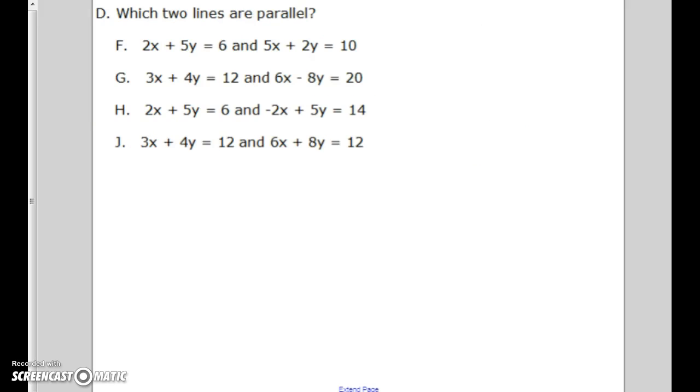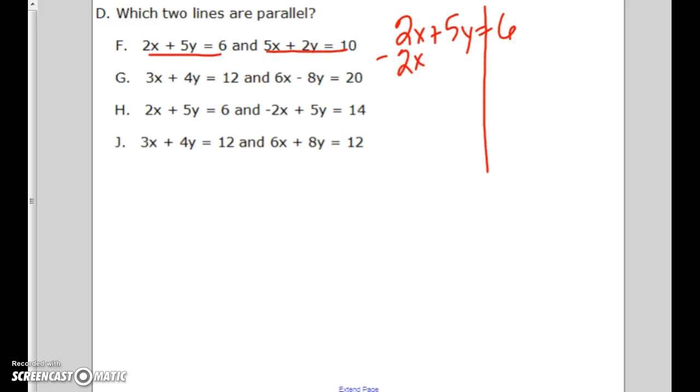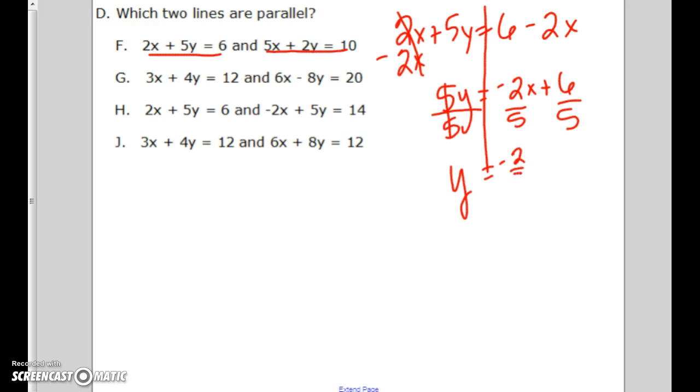Okay? Then on the next one it says which two lines are parallel. They're asking about each individual set. What you may want to do is just have a little bit more space. I don't think I can undo that. But they're comparing these two lines. So remember, what you're going to have to do first is solve 2x plus 5y equals 6. So now I have 5y is equal to negative 2x plus 6. Divide by 5. So now I know that y is equal to negative 2 over 5 x plus 6 over 5.